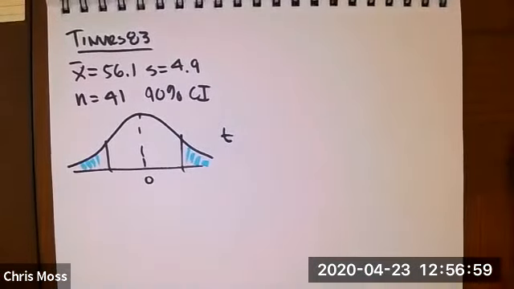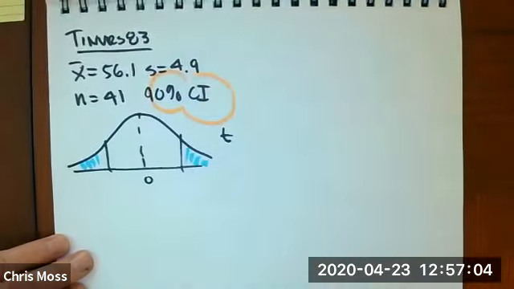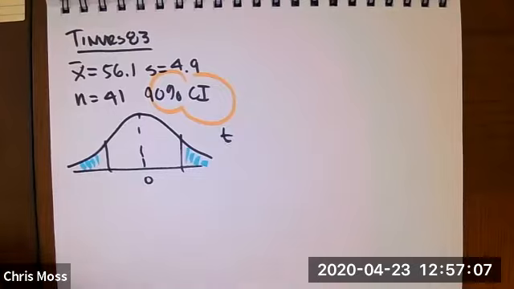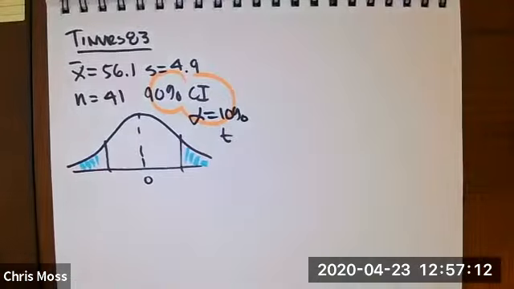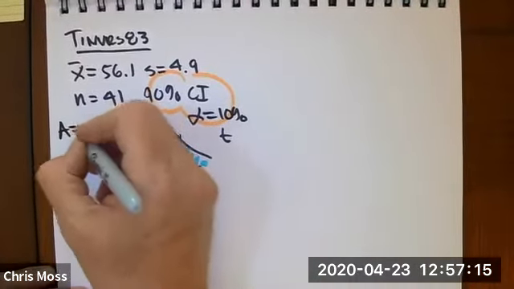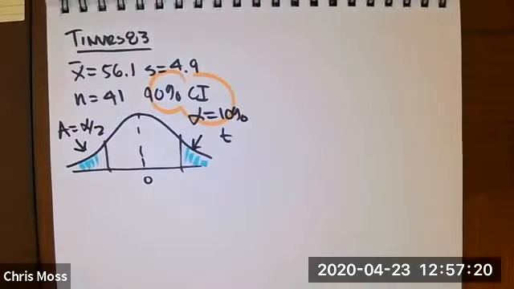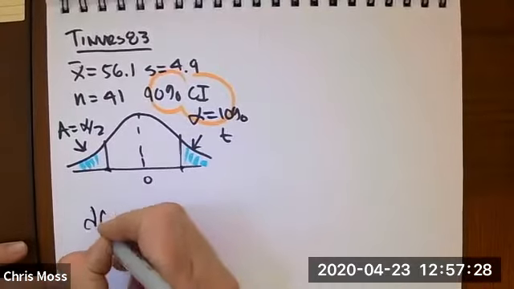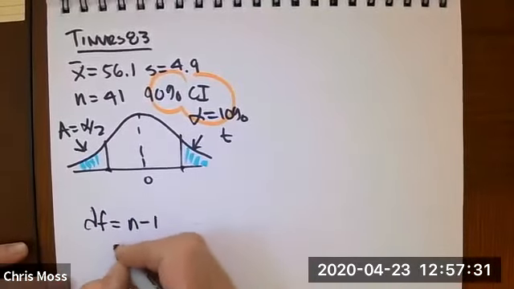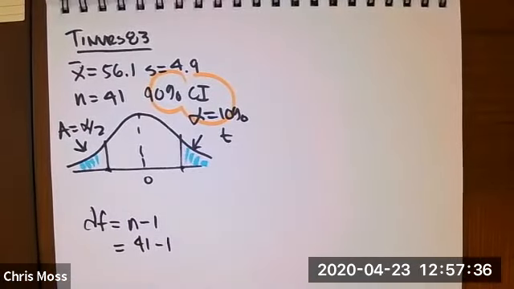Very much like we've done before, I will note that the area is going to be given to us by the level of confidence, 10%, and again, the area alpha over 2 in either tail. Now, I'm looking for 2 critical values. What I do need is the degree of freedom. That's equal to n minus 1, or in this case, 41 minus 1. I'm now ready for my calculator.